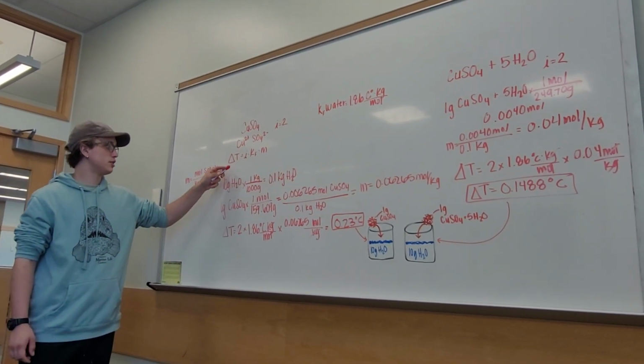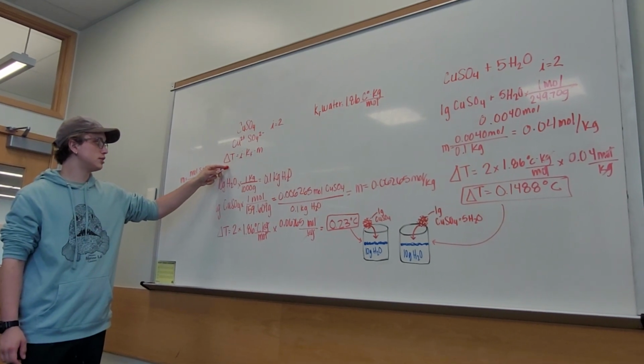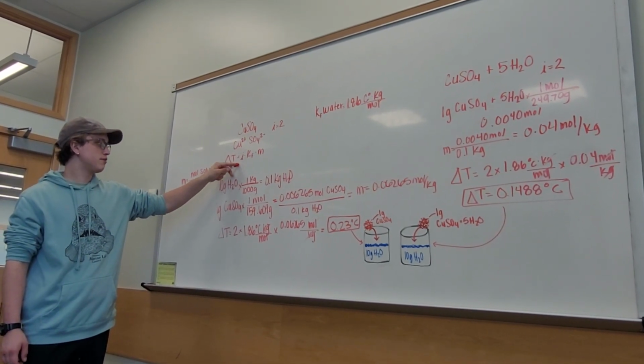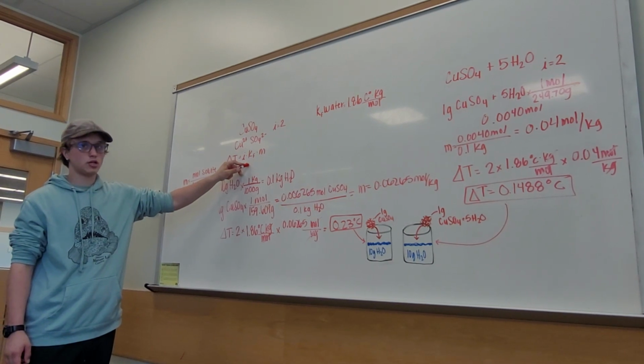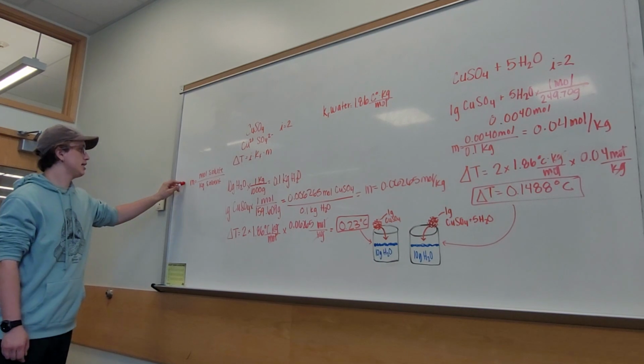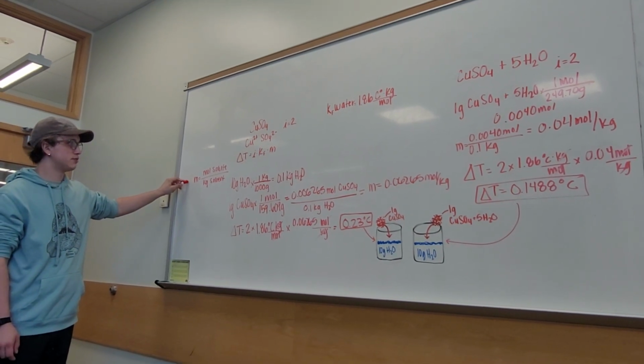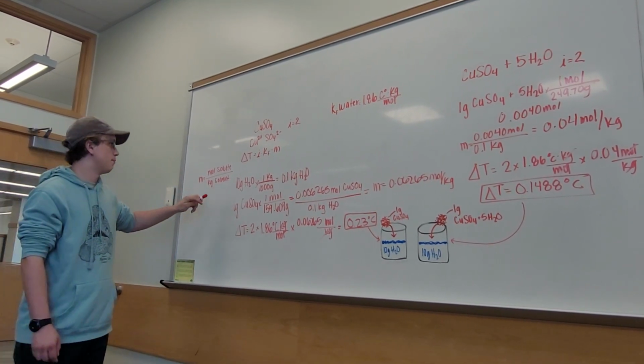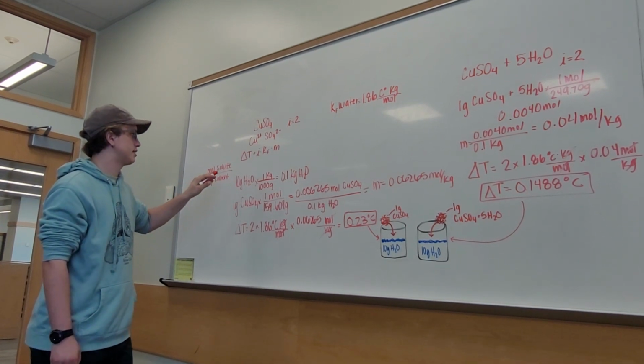So we are going to be using the freezing point depression equation, which is delta T equals i, your Van't Hoff factor, times Kf, your cryoscopic freezing constant, times molality. Molality is moles of solute over kilograms of solvent, and we don't know that yet.